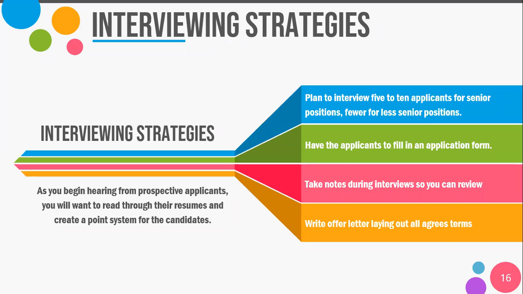First and foremost, you have to plan to interview 5 to 10 applicants for a junior position, but fewer for the more senior positions. You have a lot of people to cover for the junior position. But for the senior position, you need to have fewer, because the fewer you have, the better you will make the decision. If you have a lot of decisions to make, you will not do your best.